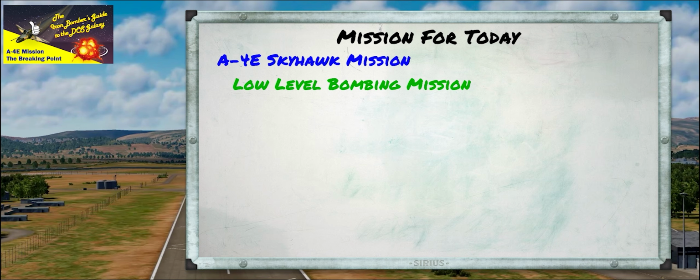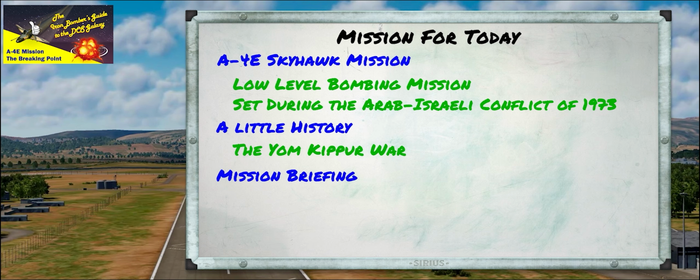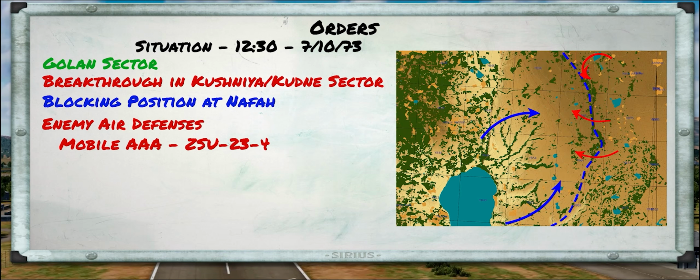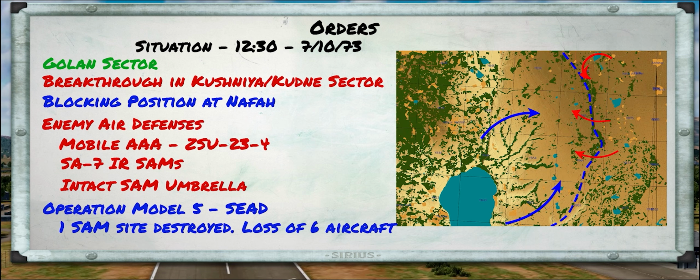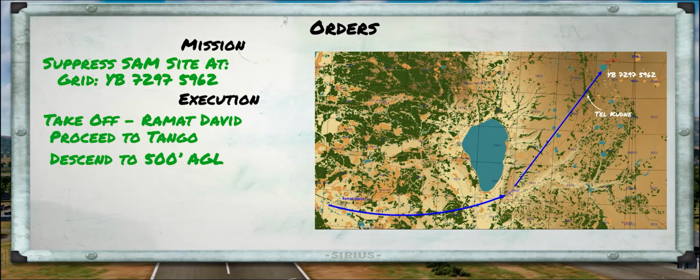It was a low-level bombing mission that was set during the Arab-Israeli conflict of 1973, so the Yom Kippur War, so it's on the Syria map. As you can see, there was a good briefing provided. The video actually had some history as well if you want to go check it out. And the basic idea is that we're going to do a low-level, high-speed ingress into the Golan Heights, trying to take out a SAM site essentially behind Syrian lines.